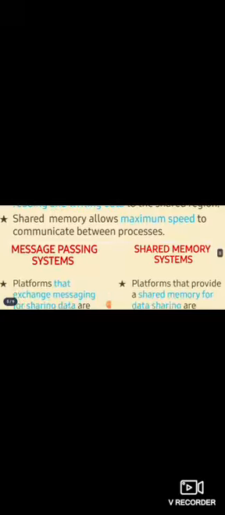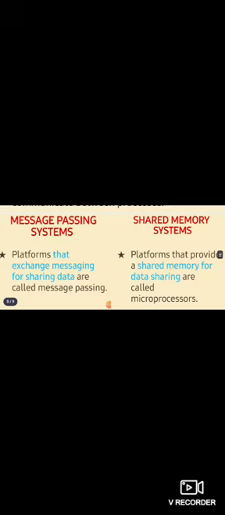Next we are going to see the difference between message passing systems and shared memory systems. The first one, message passing systems: platforms that exchange messages for sharing data are called message passing systems. Shared memory systems: platforms that provide a shared memory for data sharing are called multiprocessors. The second difference: in message passing, we are sharing small amounts of data.